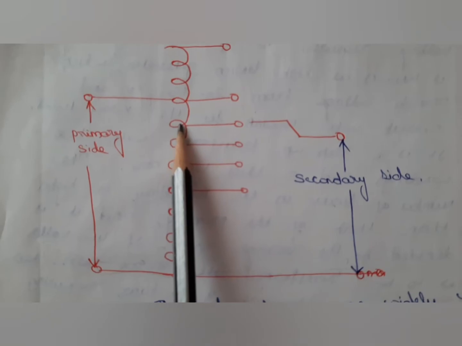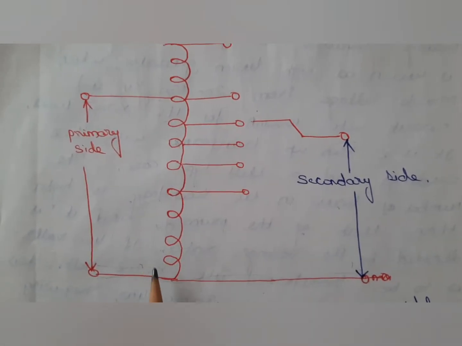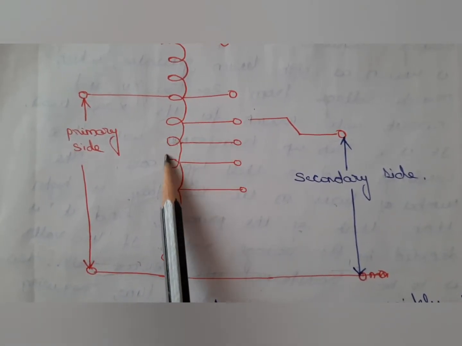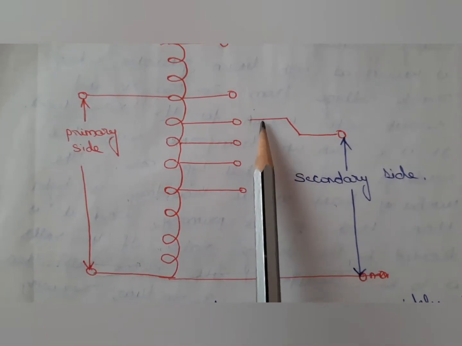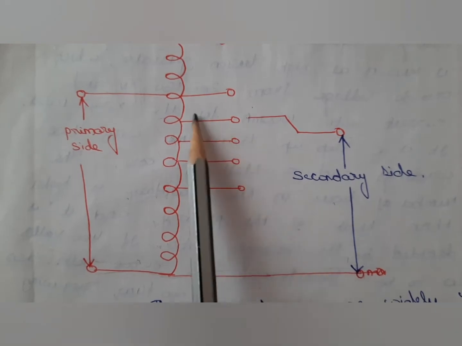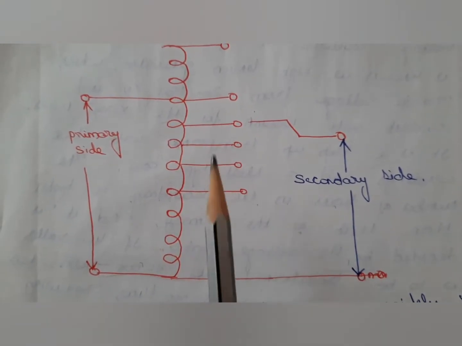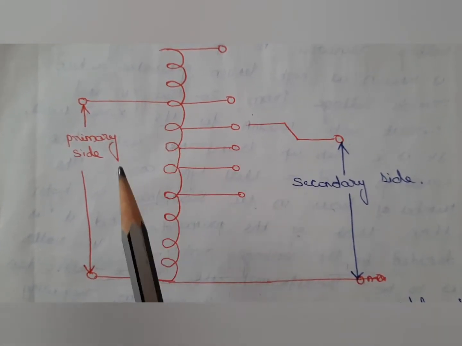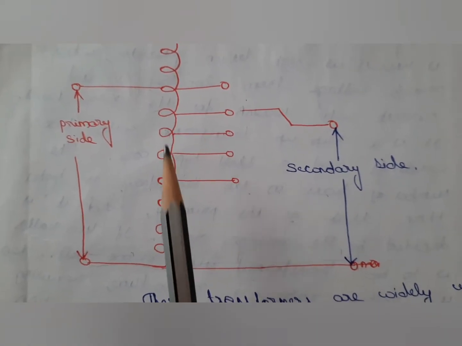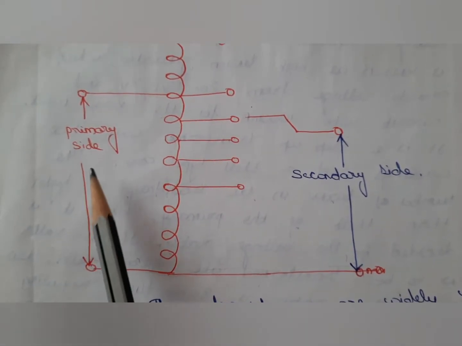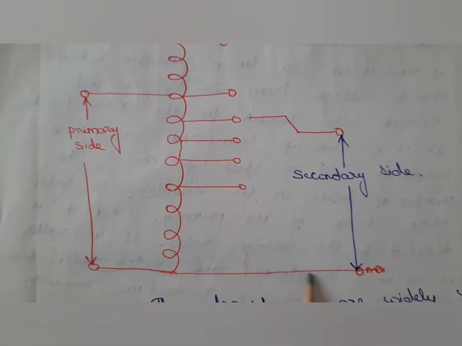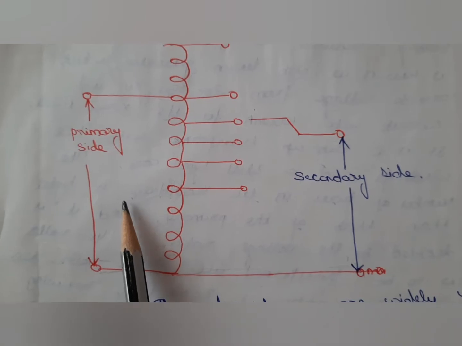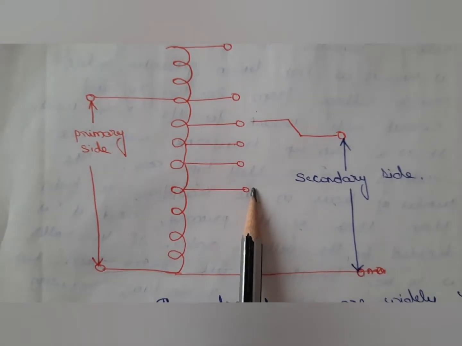That means from here to here, this is the primary coil. These are the number of turns of the primary coil. From here to here is the secondary coil. These are the number of turns of the secondary coil. So from this image, it is clear that a certain number of turns are common for both primary and secondary, and a terminal is also common for both the primary coil and the secondary coil.